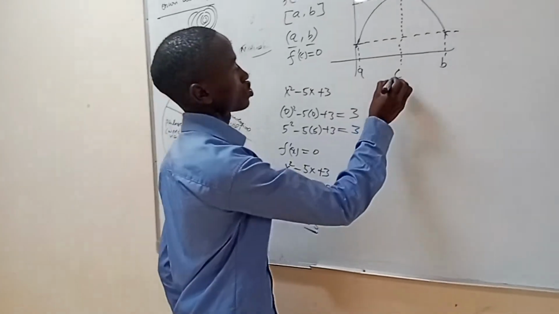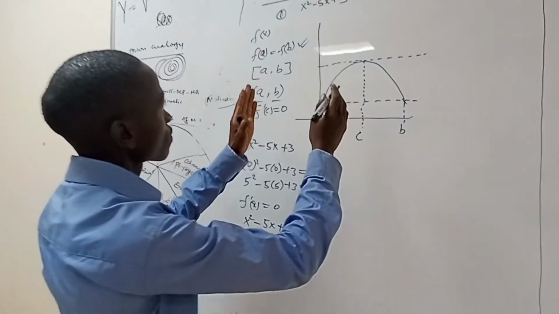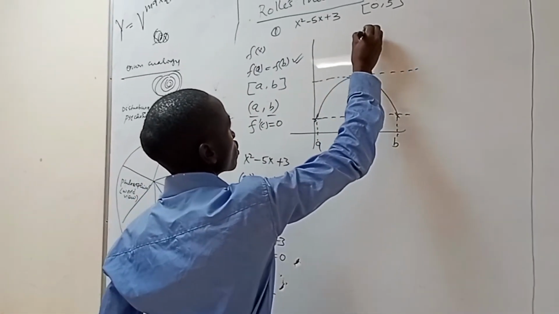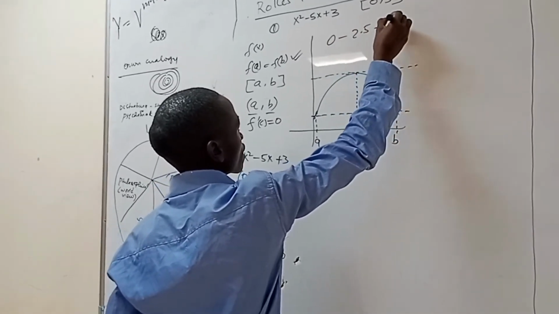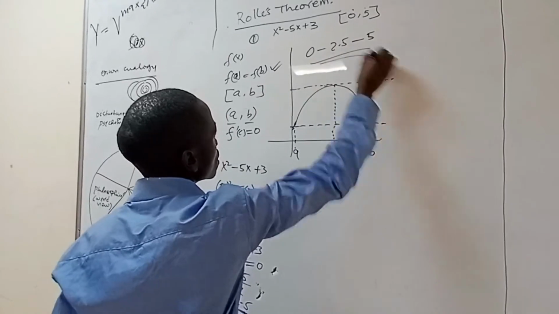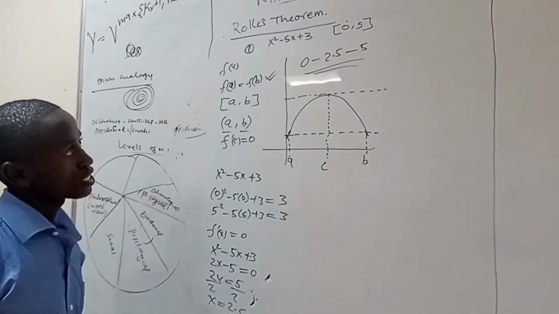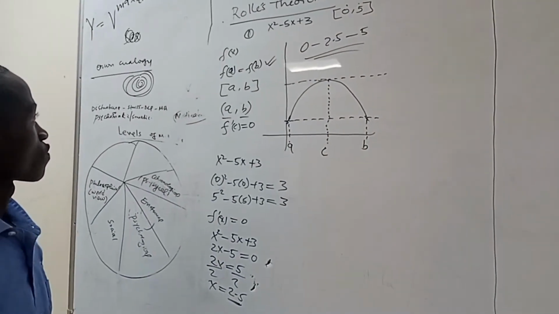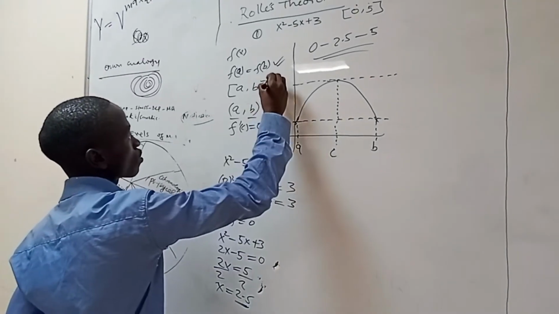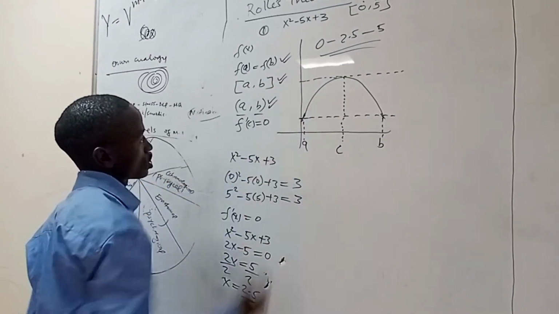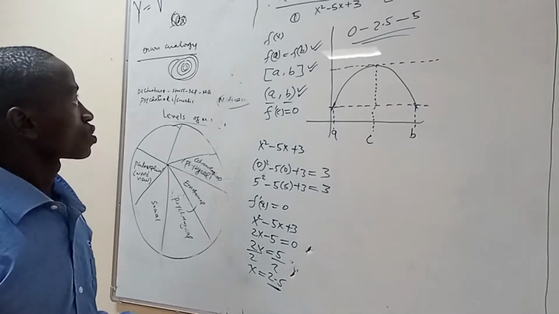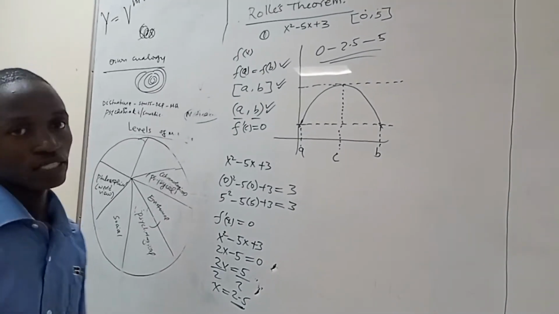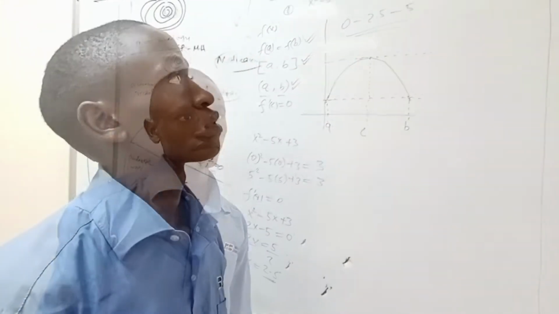So the C should lie between the given interval. Remember, 2.5 lies between 0 and 5. So it is true. Once again, you have to confirm whether it has agreed to all these conditions which are attached there, and you found that it is true. So that is all about Rolle's theorem.